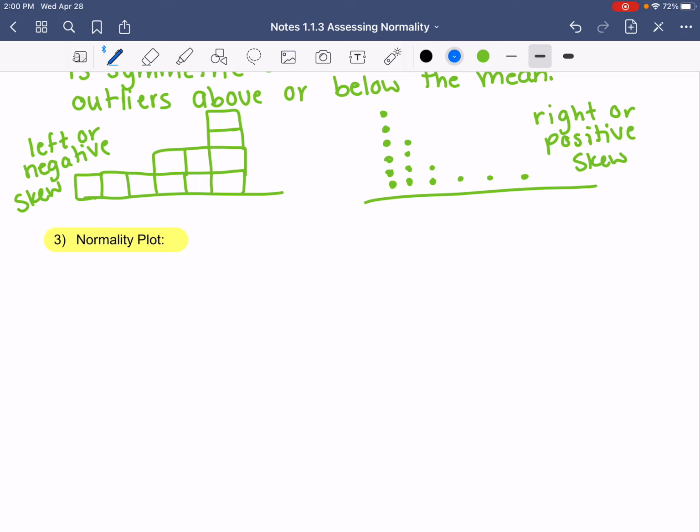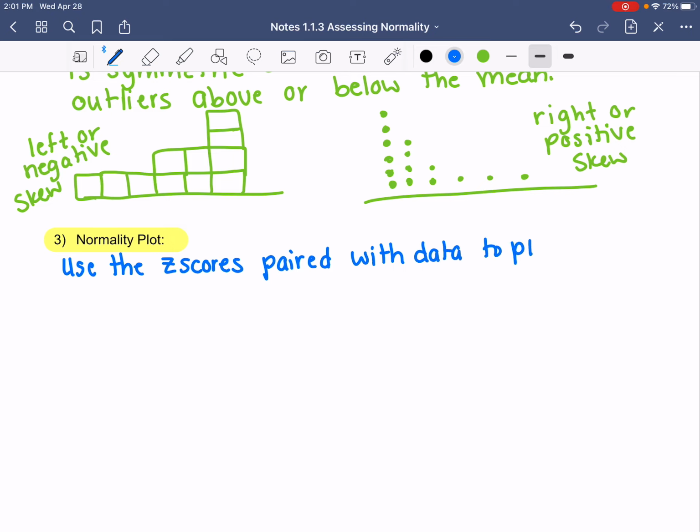The way that it works to make a normality plot is we're going to have to use technology to do it. Normally in class, I would give you guys my TI-84 calculator, and we would use those. I had to try to find a website that would do it because I couldn't figure out how to do it on Desmos. But what you do is you use the z-scores paired with the data to plot points. So it goes data, comma, z-score.